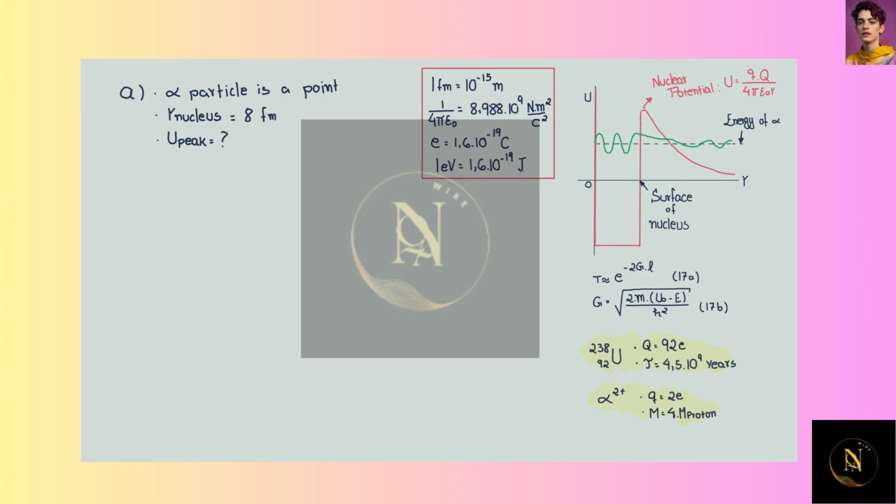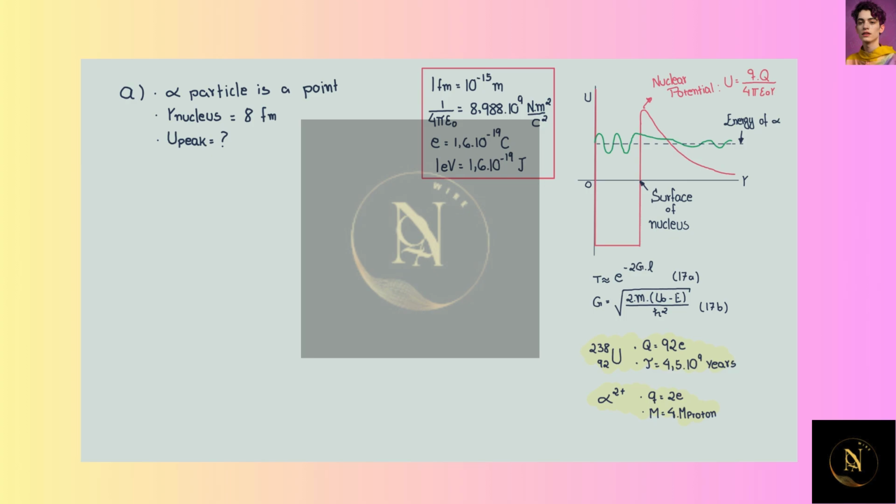This is a question about the decay of the uranium-238 nucleus by the emission of alpha particles. This question gives us a lot of data. It gave us the behavior of the nuclear potential as a function of the radius. It gave us these two equations that we are going to use, but not at the beginning of this question, and it also gives us some data about the uranium-238 and the alpha particle.